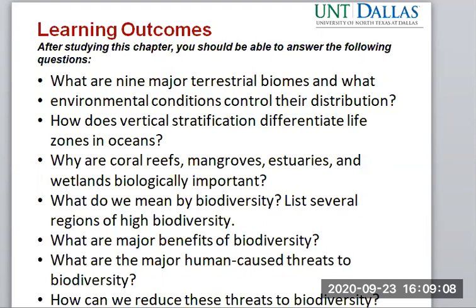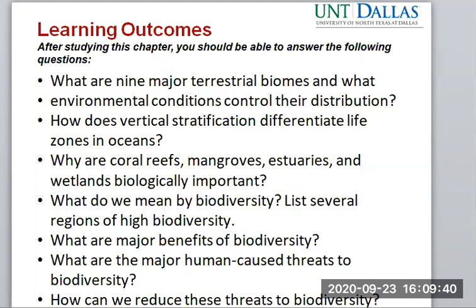and what are the environmental conditions that control their distribution, and how does vertical stratification differentiate life zones in oceans. We will also talk about coral reefs, mangroves, estuaries, and wetlands that are biologically very important and why they are very important. We'll talk about biodiversity and also list several regions of high biodiversity.